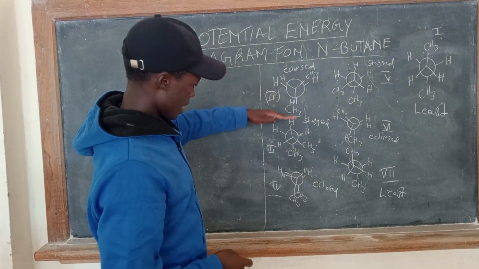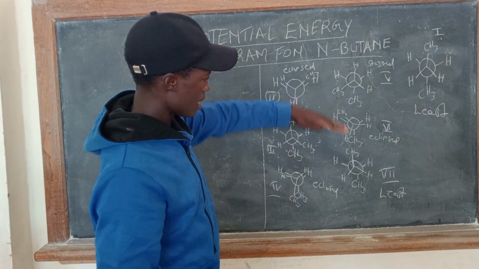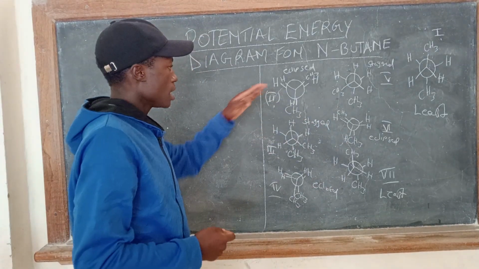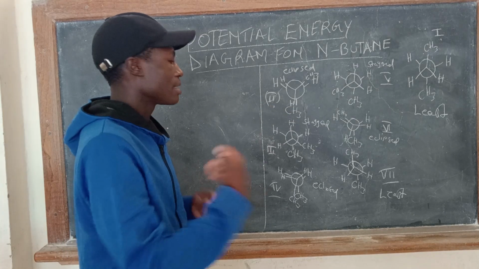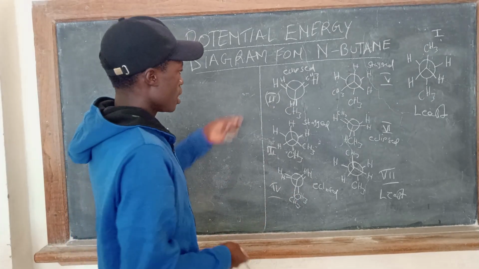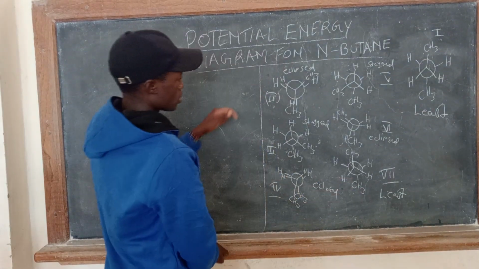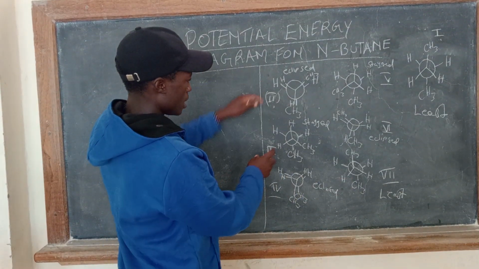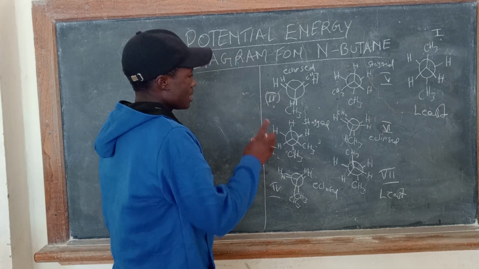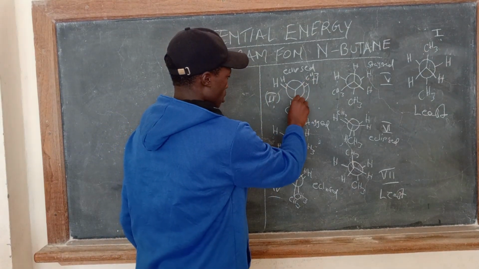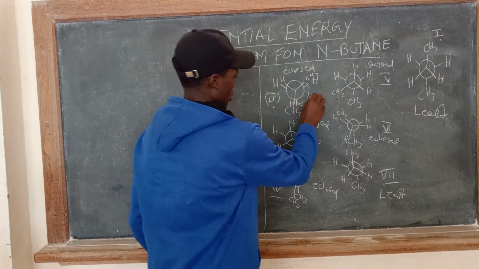Now, we have eclipse, staggered, eclipse, staggered, eclipse. Just as I said, eclipse have higher energy. So we're going to see among these eclipse, which one has the greatest amount of energy. Now, we have eclipse, eclipse, and eclipse. So let us see, what's the degree between the higher priority groups? So here, about 120 degrees.